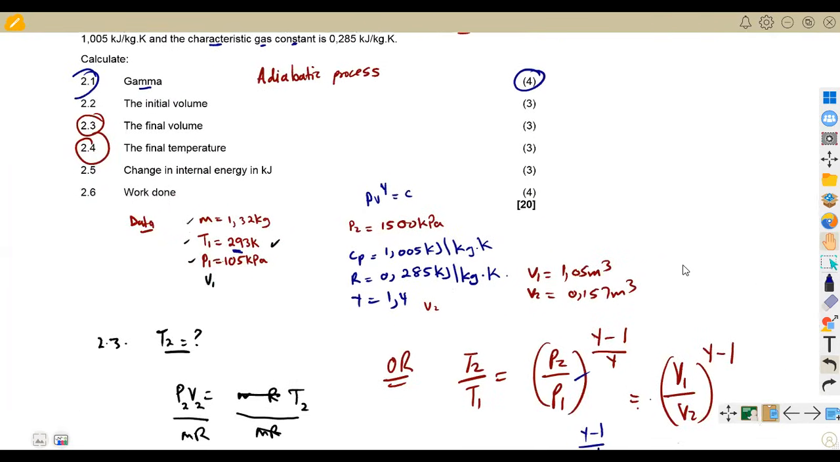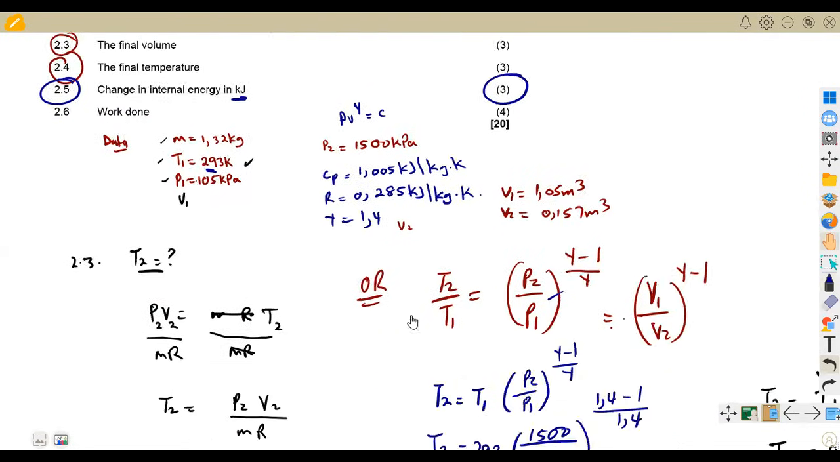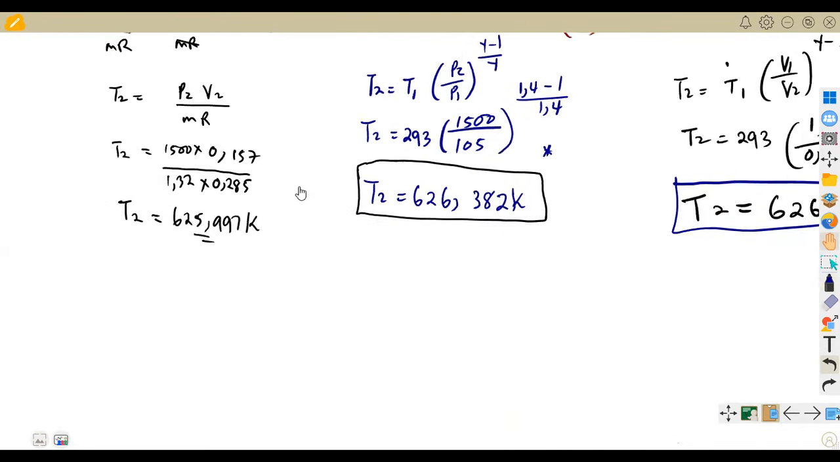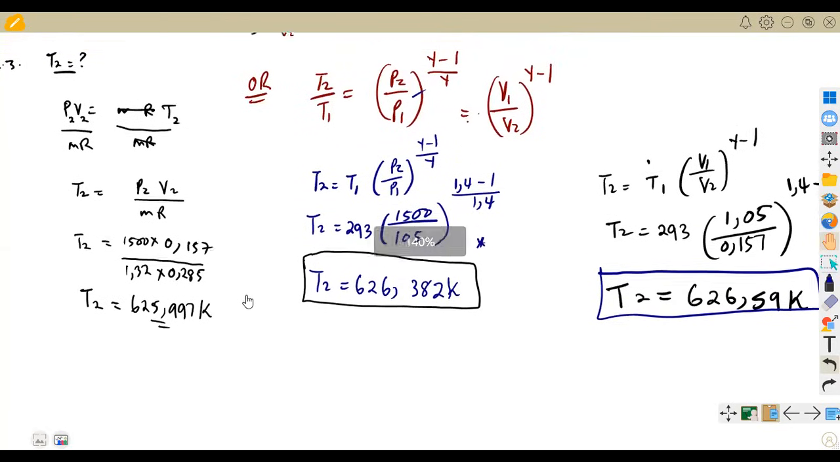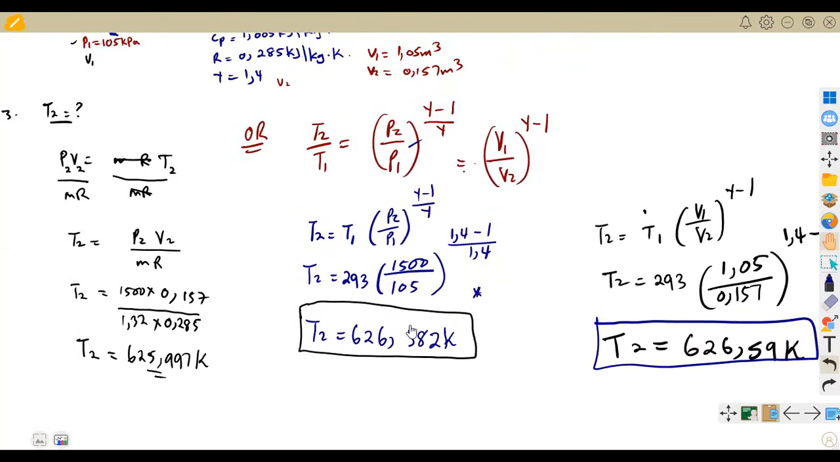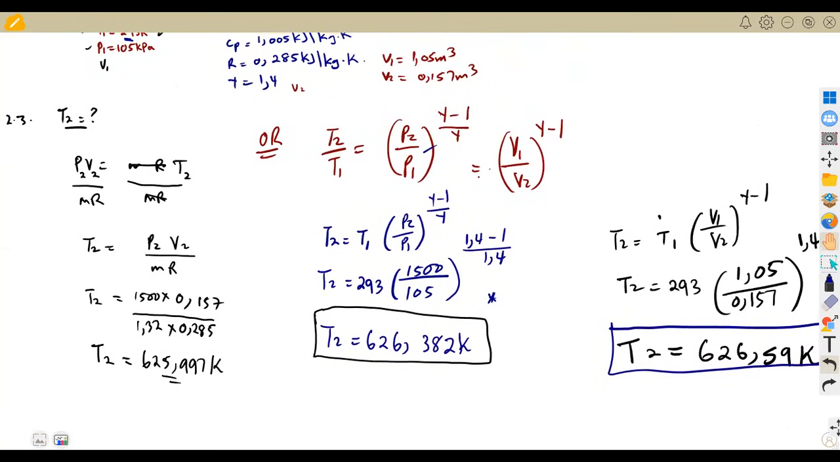Before the work done, we need the change in internal energy in kilojoules, 3 marks for that. So the change in internal energy first. There is going to depend on which value you are going to use in this case for T2. So you pick any of the values that you're going to use here.